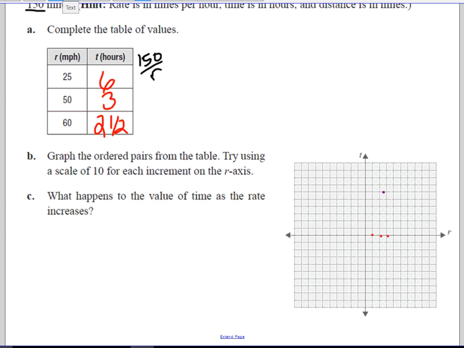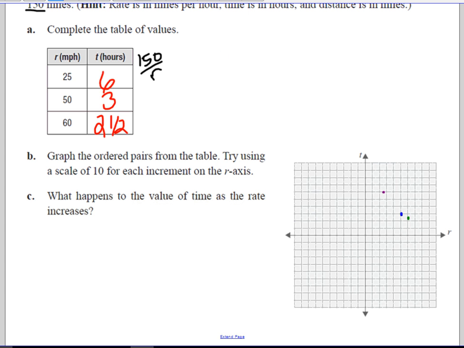Let me erase those red marks so it doesn't look like we're trying to graph those. So we're going over 5 blocks, which is 50. 1, 2, 3, 4, 5, and we're going up 3. 1, 2, 3. And then at 60, we're only up 2.5. So here's 60, up 1, 2, and 2.5.